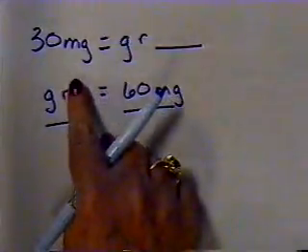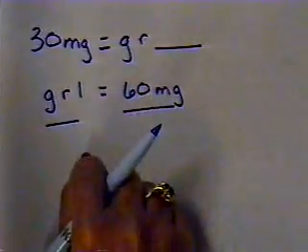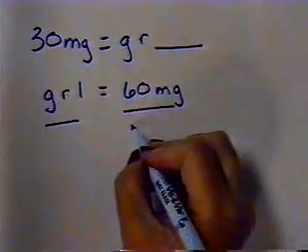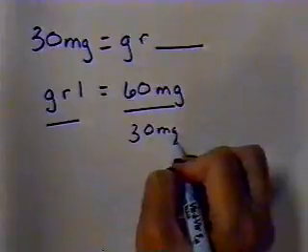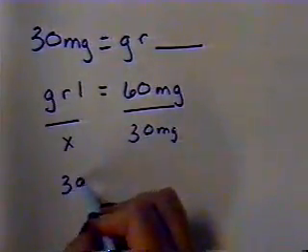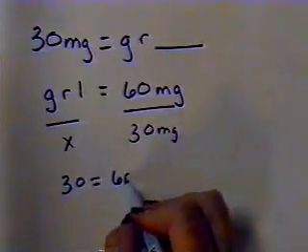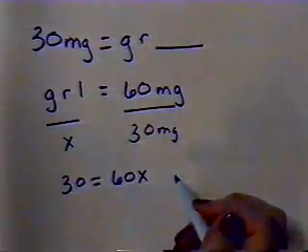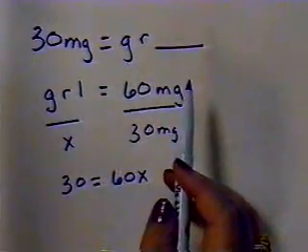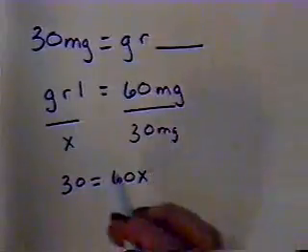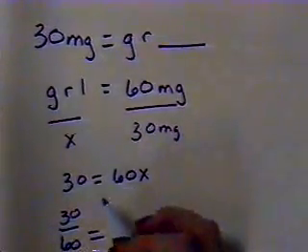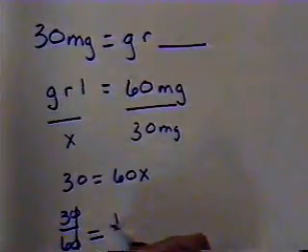30 micrograms to grain. 1 grain is 60, so 1 times 30 is 60x. Now again, ask yourself, fraction or decimal? We want this fraction, so we go 30 over 60. You can cancel out your zeros.